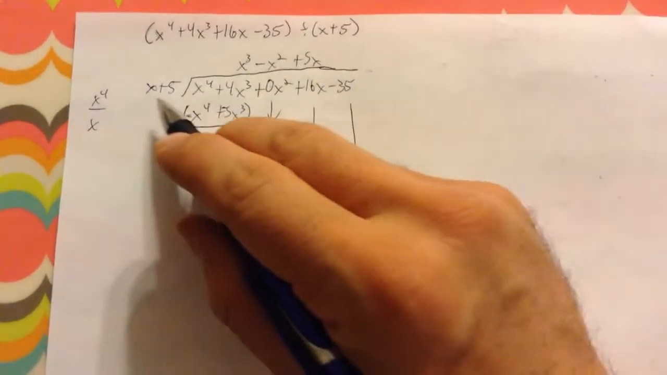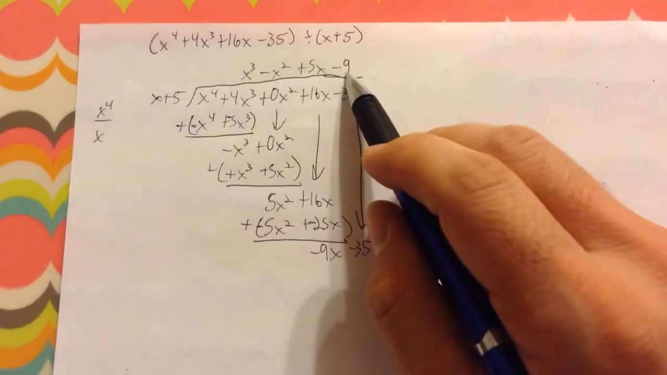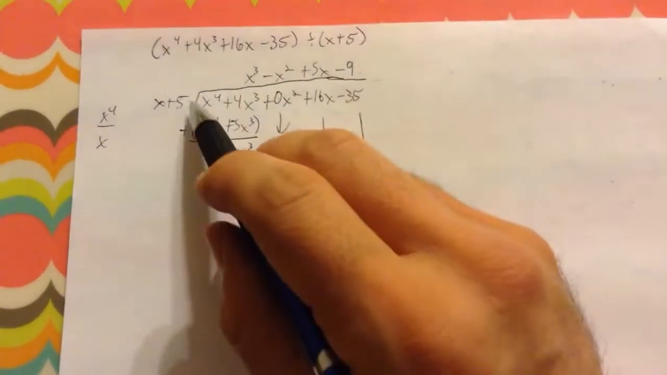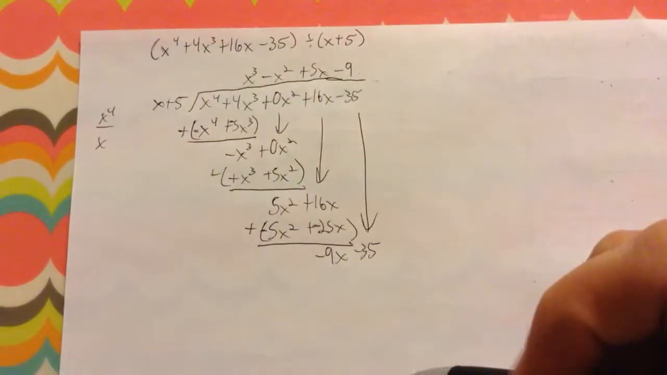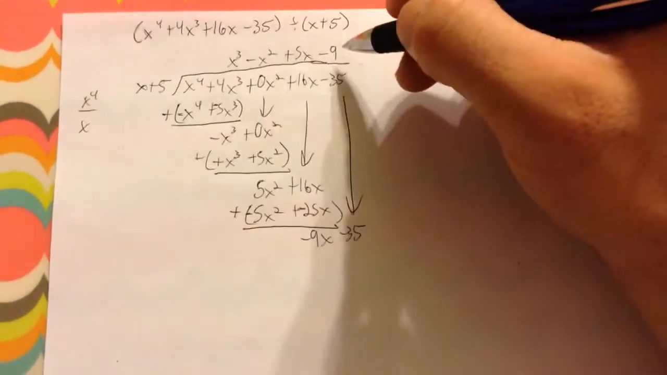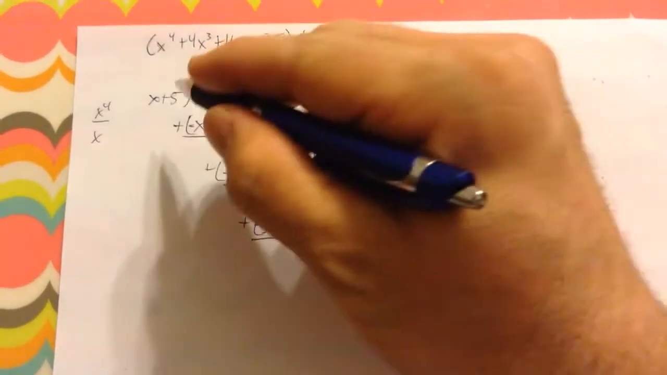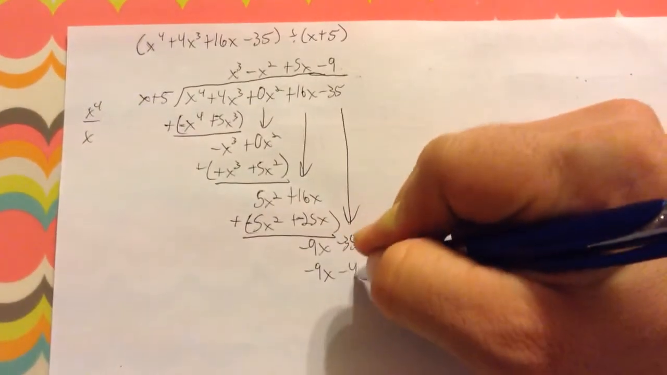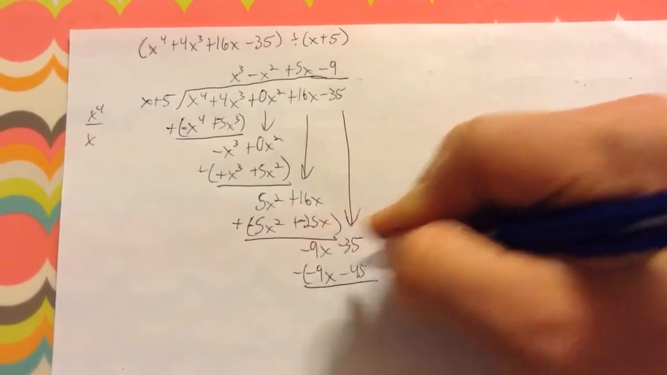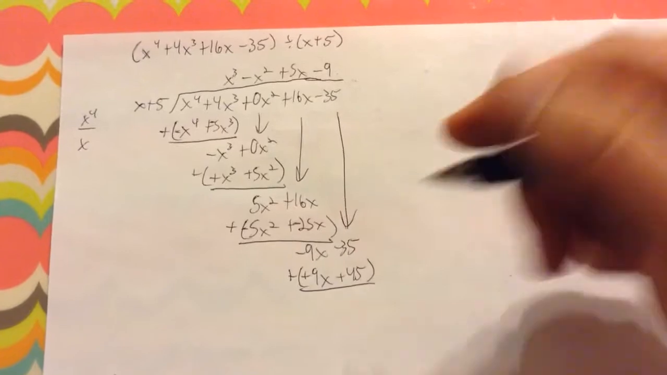Negative 9x divided by x is negative 9. And now you know you're going to be done here because that x to the first power cancels out. The next one is going to be too low to divide. So then you multiply again. Negative 9 times x is negative 9x. Negative 9 times 5 is going to be negative 45. Subtract both of them, so this becomes positive, this becomes positive. These are going to cancel like they should.